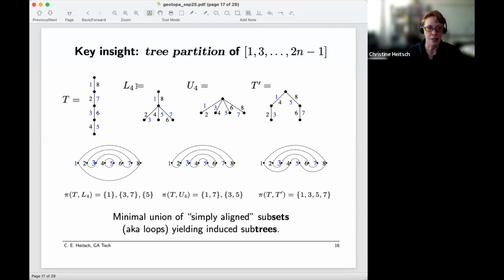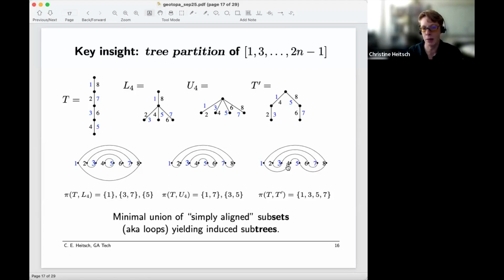And if instead I do it for this other star tree, I get a different partition. Now 1 is by itself as a singleton, 3 and 7 belong to the same closed loop, and 5 is by itself. And so I've gotten 2 partitions of the odd integers according to these trees.